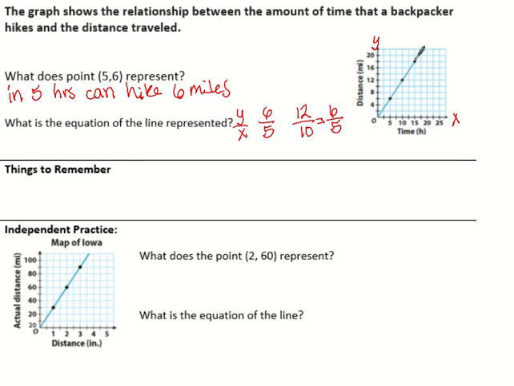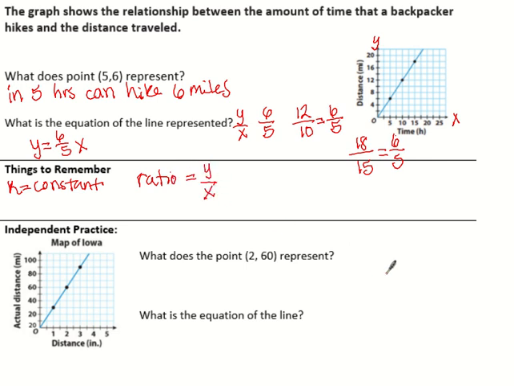And then our last one is 15, 18. I'm going to write it right here. So 18 over 15. And we would divide this by 3 and get 6 over 5. So all of them came out the same, so we can then write the equation y equals 6 over 5x. All right, so main things to remember is that k equals our constant. The ratio is always y over x. I'd say those are the main things to remember.